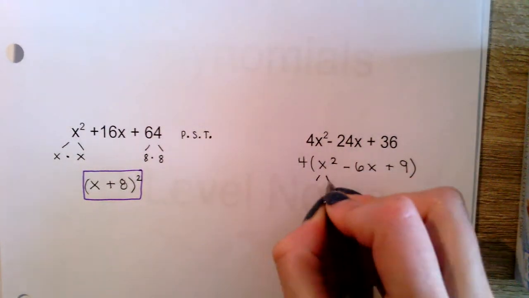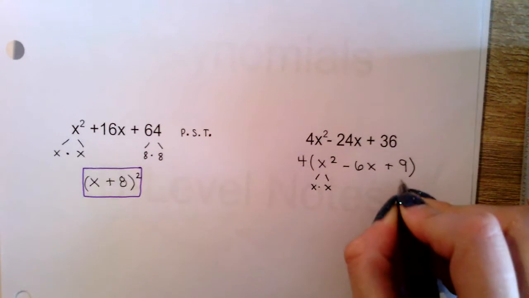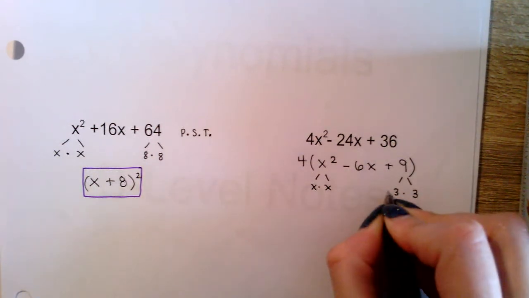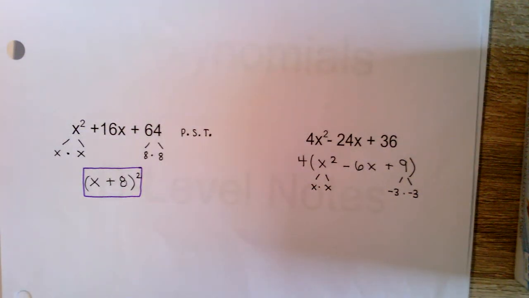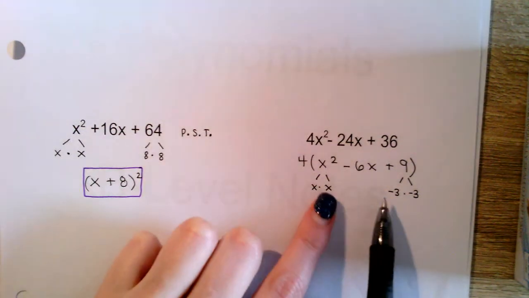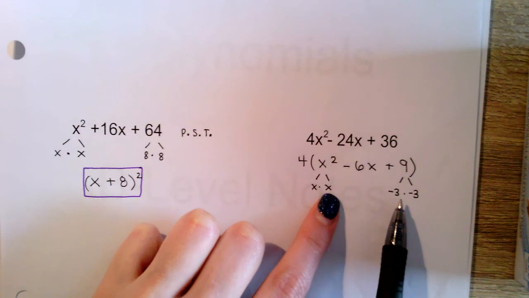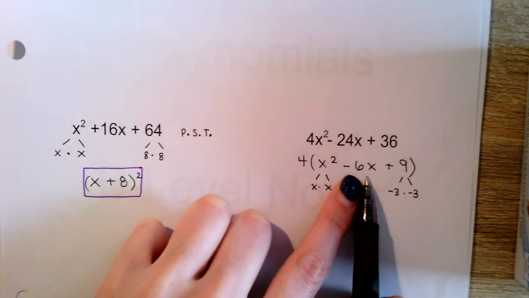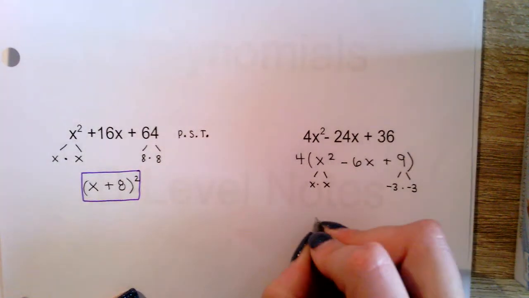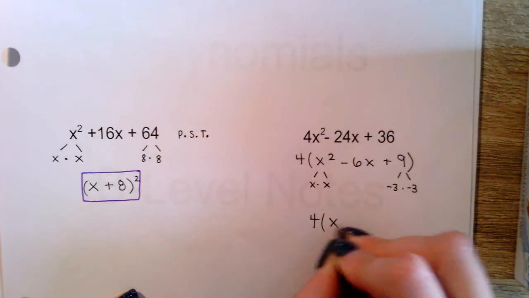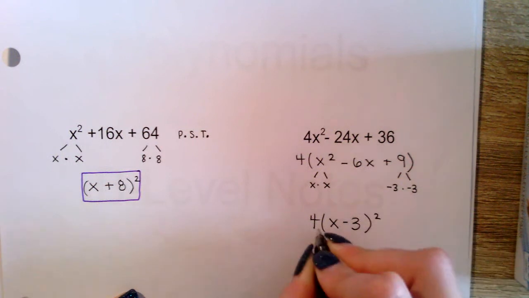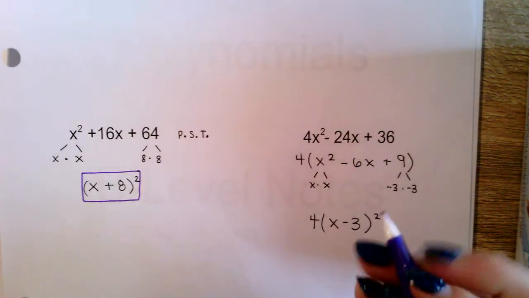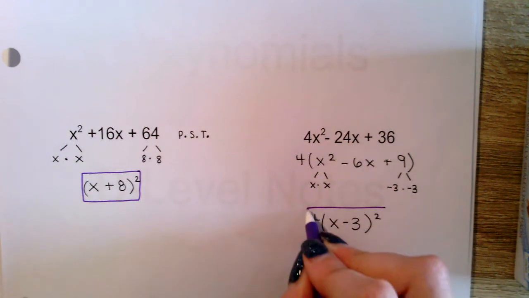Is x times x, x squared? Yes, just like in every other problem. And we have 3 times 3. Because this term is negative, it's really a negative 3 times negative 3 to get positive 9. To test our middle term, we're doing x times negative 3 times 2 to follow the pattern. That does give us negative 6x. So therefore, we know our answer is 4 times x minus 3, squared, and we have that 4 in the front because it was our GCF to begin with.